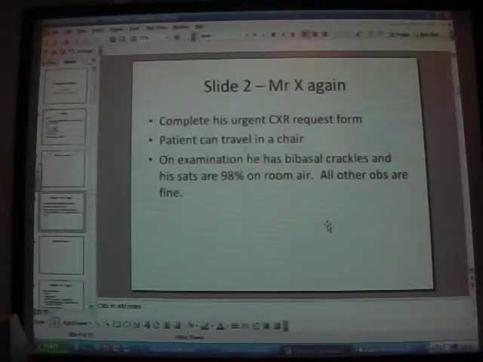Okay? Underneath, in the big white box where you're supposed to write the clinical information, you should have written 5 basal crackles, 98% on room air, other obs are stable, admitted with shortness of breath and chest pain, and you should have written also query something. So you need to be looking for something. So you could have written query MI, query heart failure, something like that. Okay? You should have written urgent.